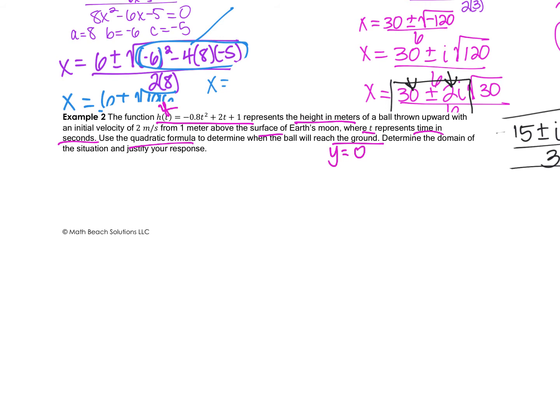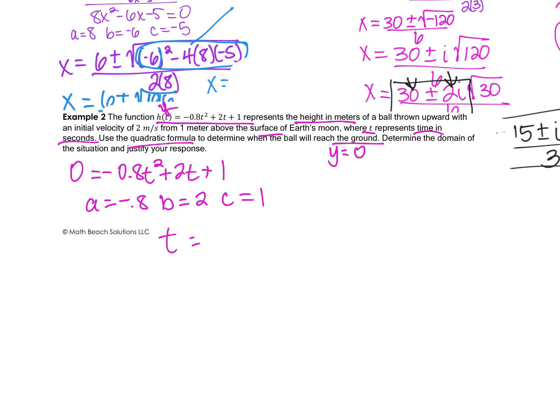So I know I want y to be 0. So if I replace my function or my y with 0, this is what it looks like. Now I can find my a, b, and c. So a is always the number in front of x squared. In this case, it's a t squared, so that's negative 0.8. b is 2, and c is 1.